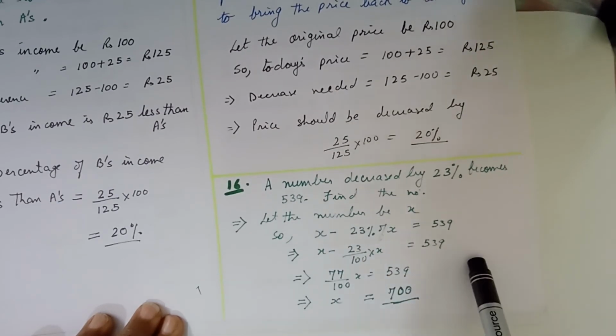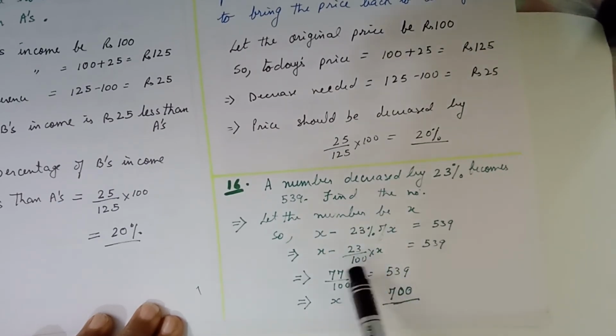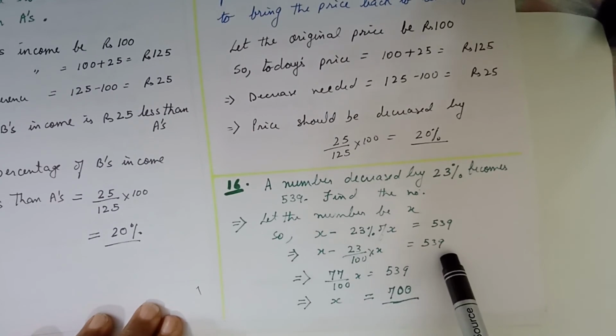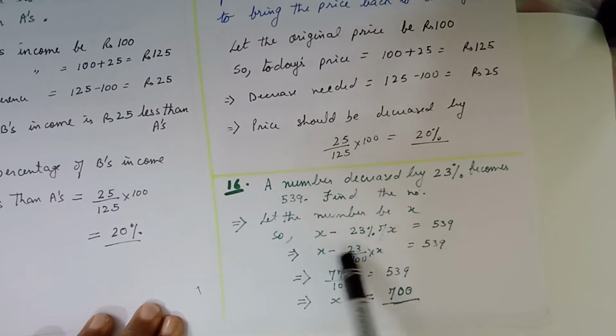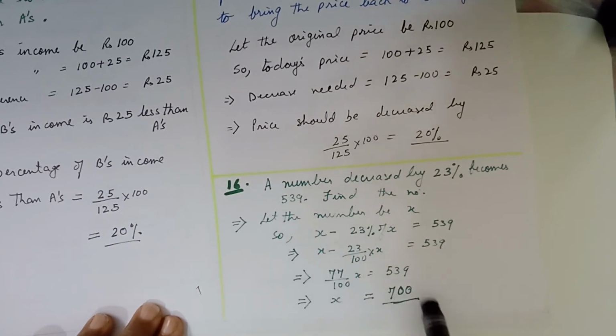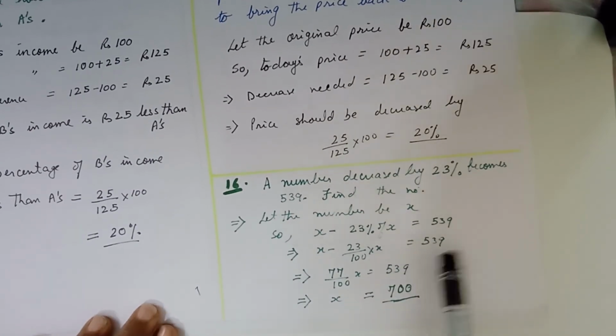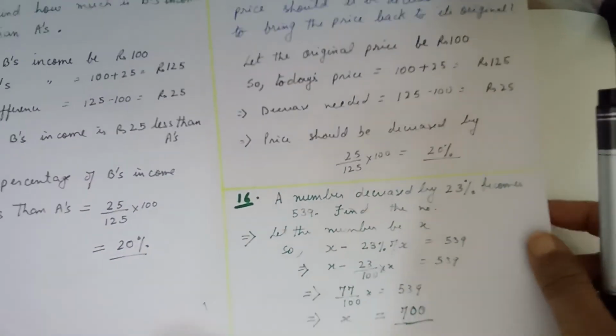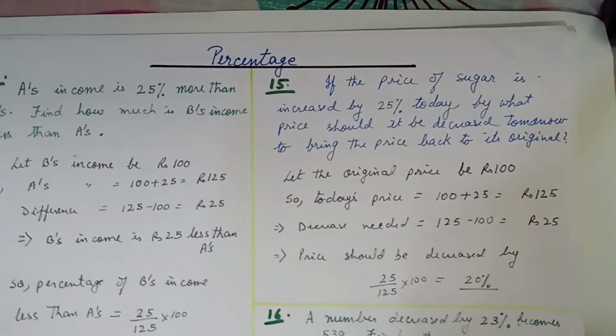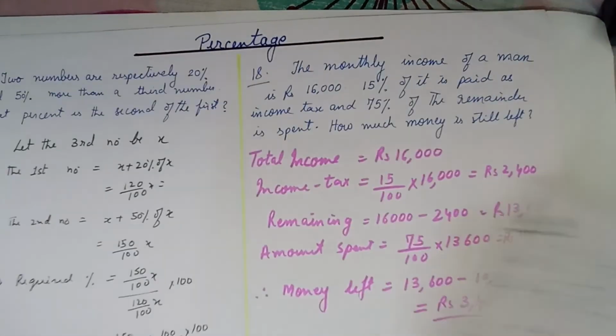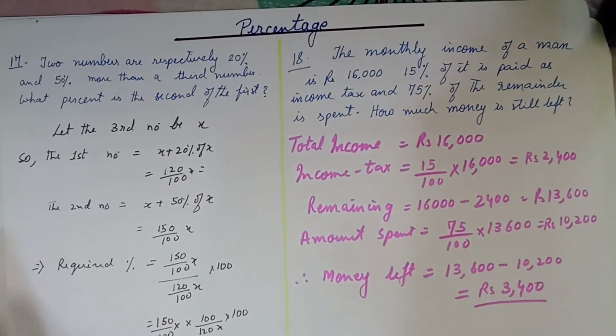It is a straight linear equation. Subtract, cancel, get the answer. This is a very simple question which I don't think an 8th standard child needs the explanation. Next question, number 17.